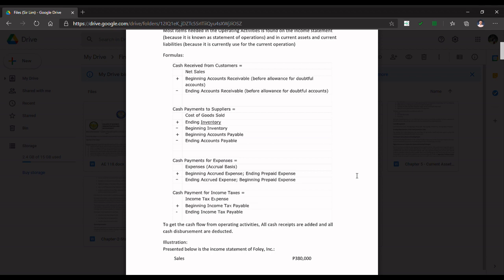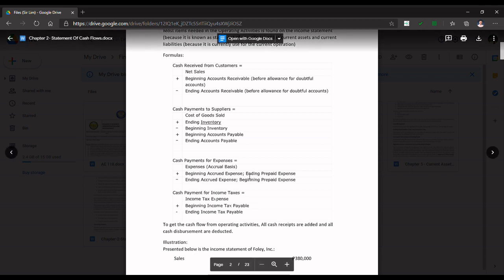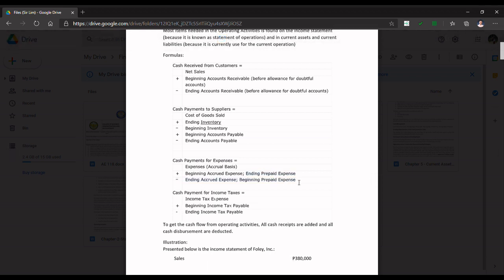Then, under the prepaid expense, we have the beginning prepaid expense, right? These are the amounts we paid in the past, but not yet incurred as expense. So we paid it in the past, but it is not yet an expense, so it is still a prepaid expense.